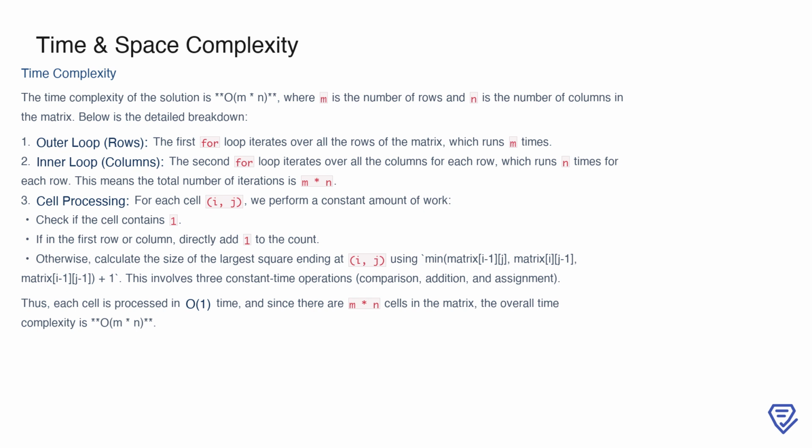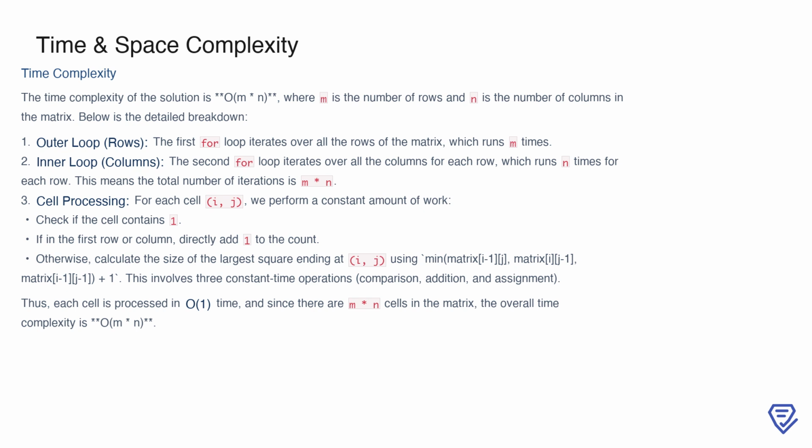The algorithm processes the input matrix using 2 nested loops. The outer loop iterates over the rows, and since there are m rows, this loop runs m times. Similarly, the inner loop iterates over the columns for each row. Since there are n columns, this loop runs n times for each iteration of the outer loop. This gives us a total of m*n iterations.